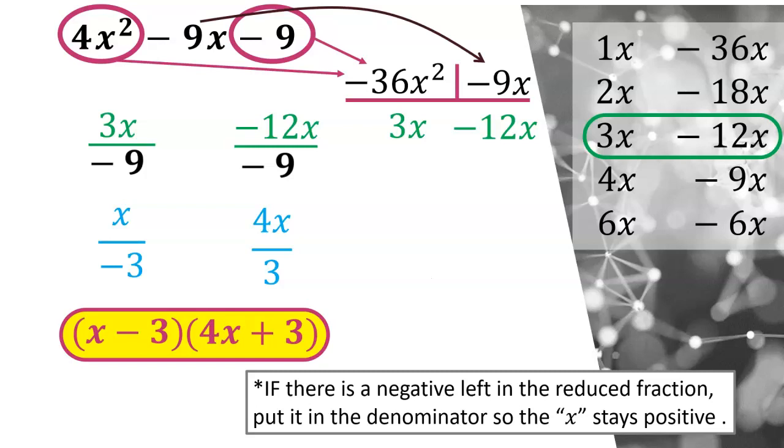So the one thing to remember with this method is, like I said earlier, if there's a negative left in the reduced fraction, make sure to put that negative in the denominator so the x stays positive when we write it in factored form. And that's how we use this other method of factoring using this dividing by c method.